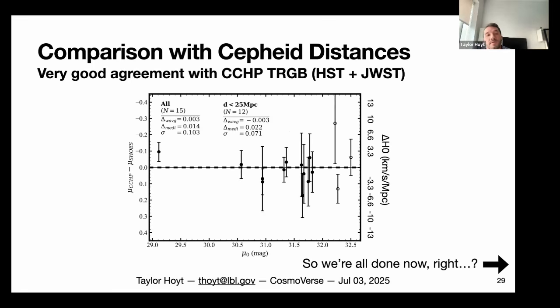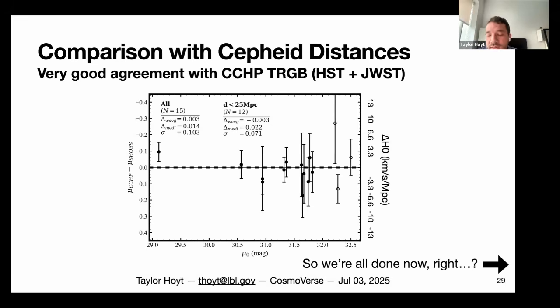And actually, this agreement improves even more if you regularize to the same geometric anchor. So this is the most expanded sample we currently have for comparing TRGB with Cepheids for 15 host galaxies. The agreement is sub-percent on the weighted average, and the dispersion is 5% RMS if you include all, and actually smaller, 3.5%, if you just include the most nearby hosts.